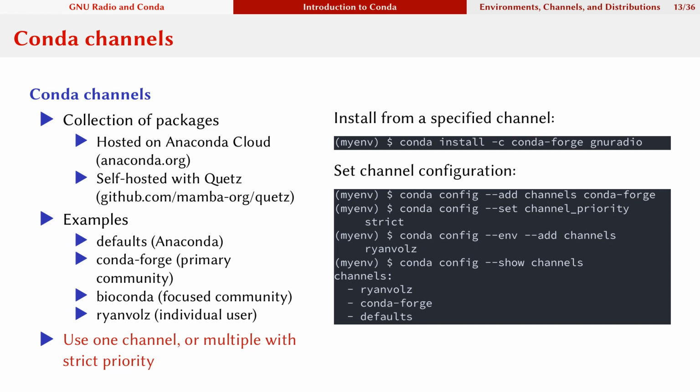It's generally recommended to use only one channel, or if you want to use multiple channels, set them with a strict priority so that you're not mixing and matching packages that might conflict. So you can install from a specified channel with your conda install command by passing the -c flag and then the channel name. And it's also possible to set the default channels for a particular overall conda install, or for a particular environment, by modifying your conda configuration and adding the appropriate settings.